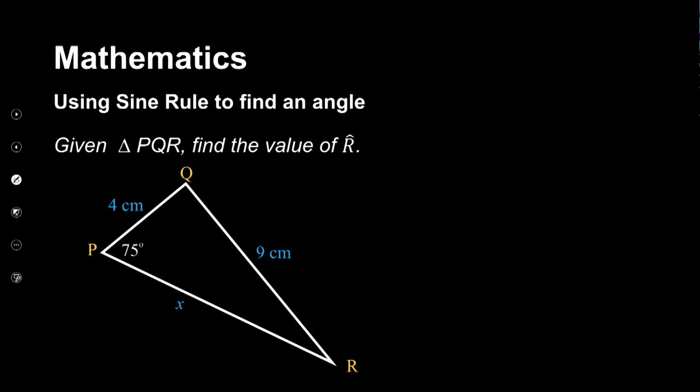Here we're given triangle PQR, and they want us to find the value of angle R. So our unknown is an angle this time instead of a side. So just as before, when we analyze the question, we've got to look at what we have and ask some questions. So let's begin with our questions.